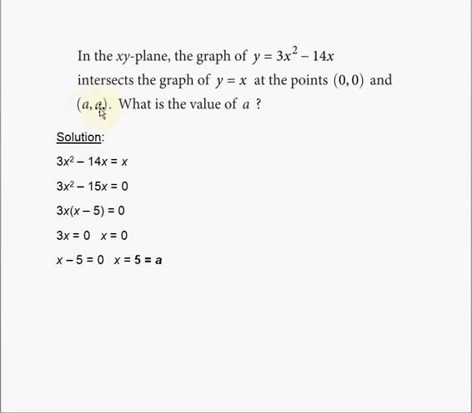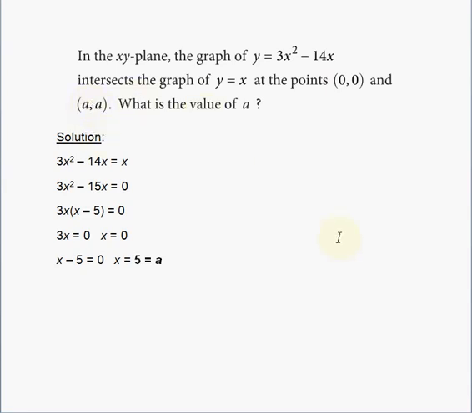And notice something interesting here. It makes sense with this equation because this point a comma a, and since a is a constant, is on the line y is equal to x. Since x is equal to a, y is equal to a as well, because y is equal to x. So it's just another way for you to understand that it works. Okay, so what is the value of a?